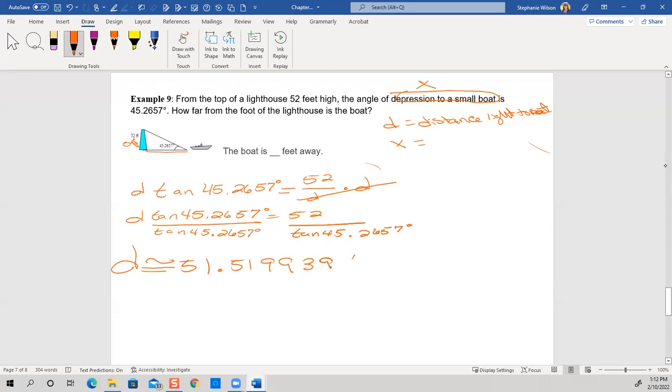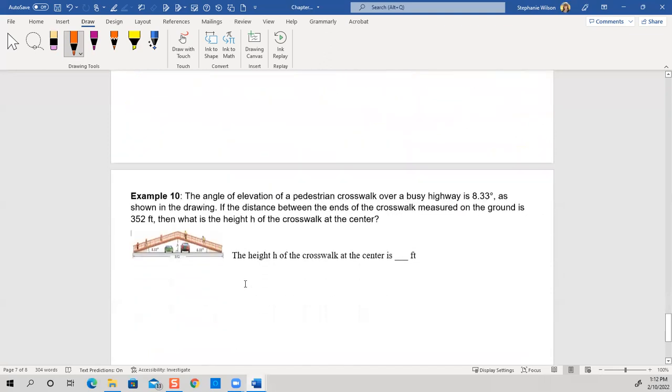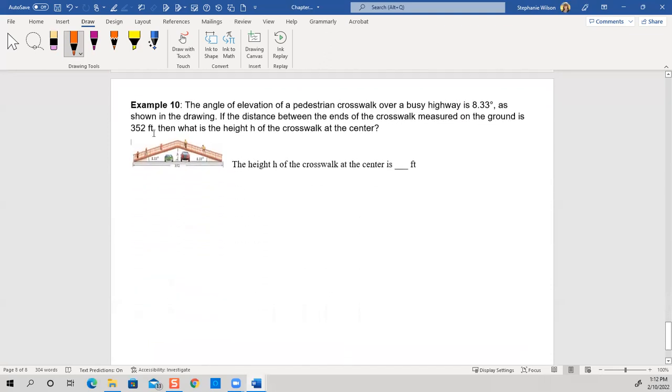So I want to round to the nearest whole number because we are talking about approximate feet away from something. So it's going to be approximately 52 feet away. Okay. Let's see if we have one more. We do, yay. Let's do one more and then we're done with this section.